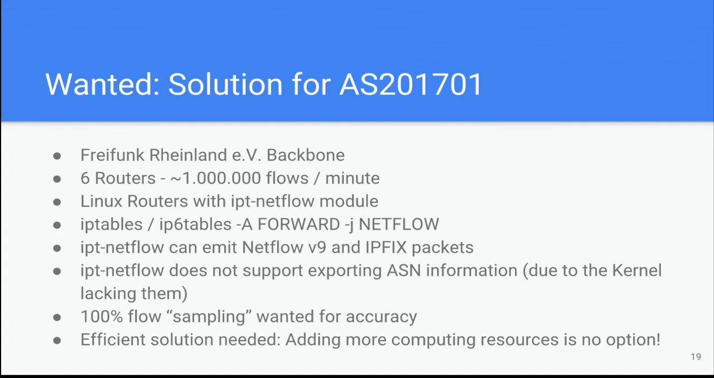We wanted to have 100% flow sampling for accuracy. Well, of course, if you design something new, you're aiming for high targets. So my idea was that all these 1 million flows per minute should be processable on one machine, a regular, quite cheap machine, like a quad-core i7 with 64 gigs RAM, and it should be able to cope with this load. We need an efficient solution because Freifunk Rheinland doesn't have much money to throw out just to get Netflow information for us as engineers in case we need it. So efficiency was a must.